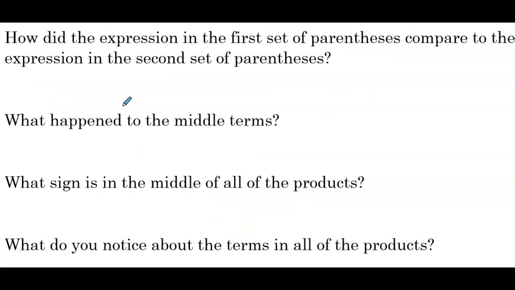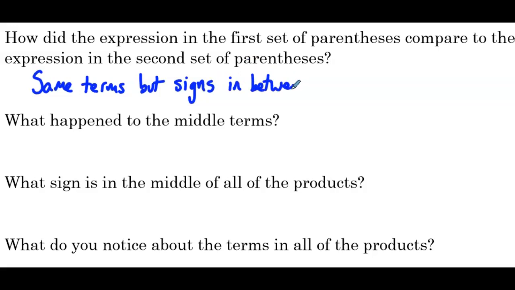The first being, how did the expression in the first set of parentheses compare to the expression in the second set of parentheses? So each expression had the same terms, but the signs in between the terms were opposites. Right, so we had x minus 6 and x plus 6. The same terms, x and 6, but in one expression it was x plus 6, and the other expression was x minus 6. The signs were opposites.